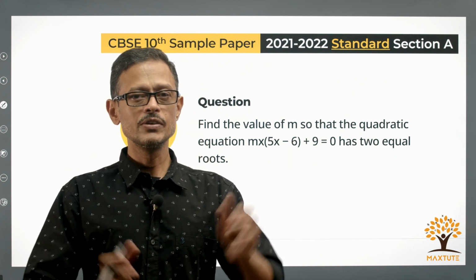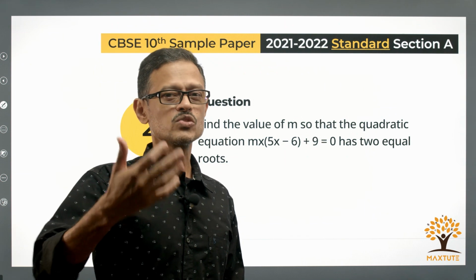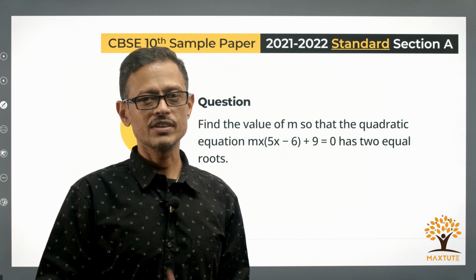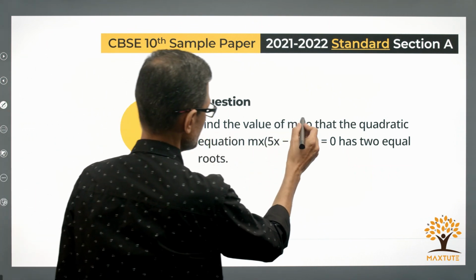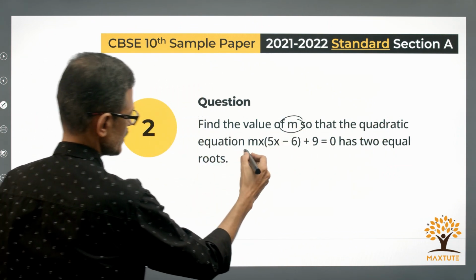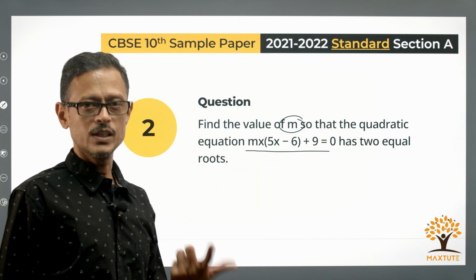So in total, we'll be looking at solutions for 3 questions, reasonably easy questions, but with some points where we really need to watch out for and be careful in solving these questions, right? Let's get started. The first one is: find the value of m so that the quadratic equation mx times (5x minus 6) plus 9 equals 0 has two equal roots.